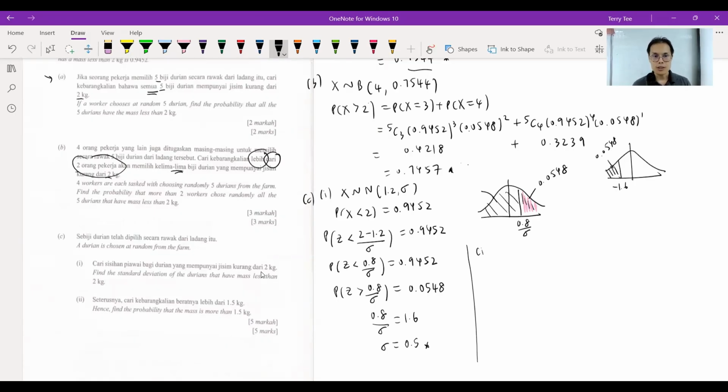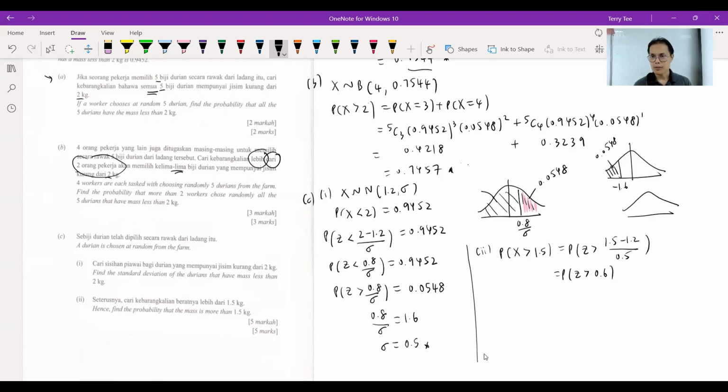Okay, next, terusnya cari kebarangkalian berat lebih 1.5 kg. So find X more than 1.5. This one we can now standardize: 1.5 minus 1.2, using the sigma from the first part, which is 0.5. This 0.3 divided by 0.5 gives us 0.6. So this one is very easy. It's on the right-hand side.